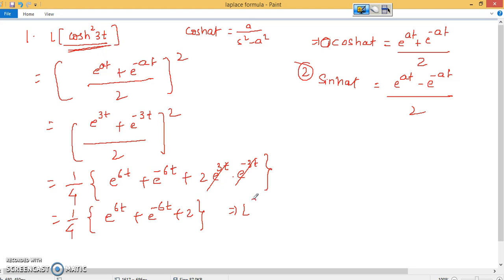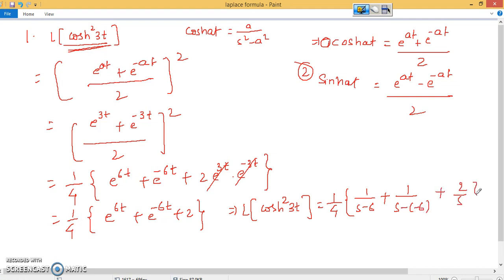So now the Laplace of cosh square of 3t is equal to the Laplace of this. 1 by 4 is a constant outside. The Laplace of e to the power of 6t is 1 by s minus 6, plus the Laplace of e to the power of minus 6t, which is 1 by s minus minus 6, plus the Laplace of 2, which is 2 by s. So we can write 1 by 4 times 1 by s minus 6 plus 1 by s plus 6 plus 2 by s. This is the Laplace transformation of cosh square of 3t.